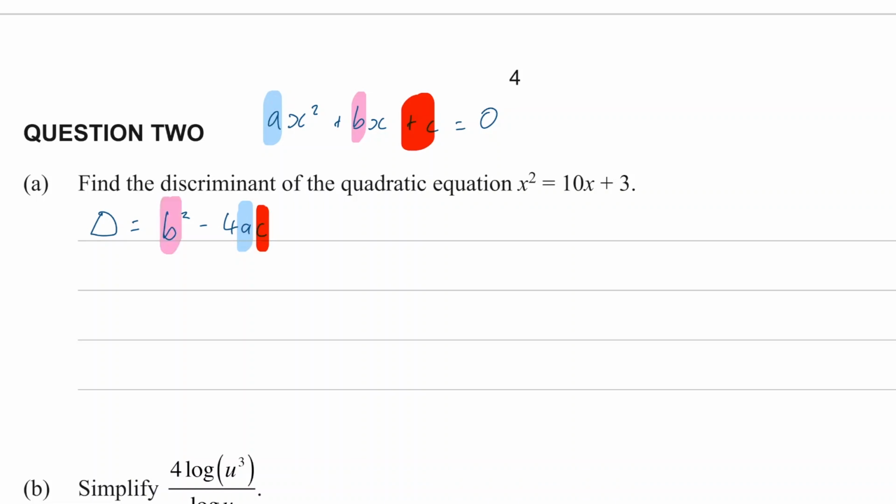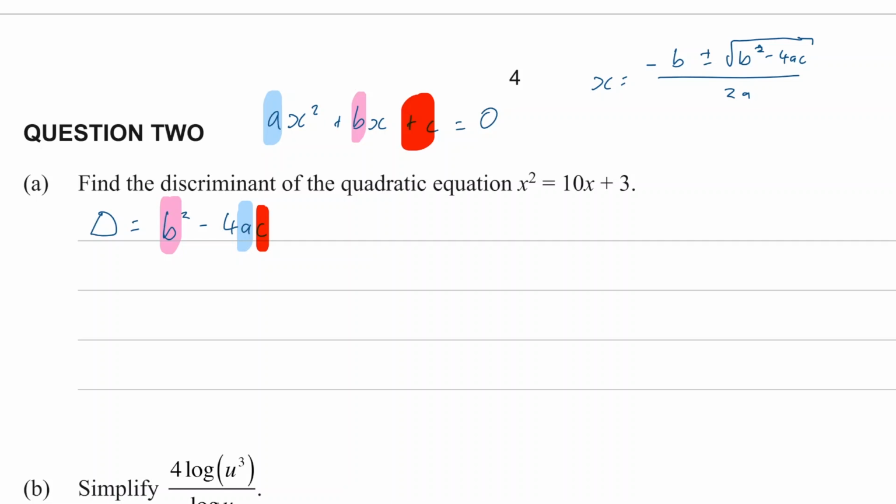And another place you see the discriminant is in the quadratic formula. Just a reminder, that's negative b plus or minus square root of the discriminant over 2a. Right, so that's the discriminant in there. If you forget what the equation is for the discriminant, it's under the square root sign in the quadratic formula.